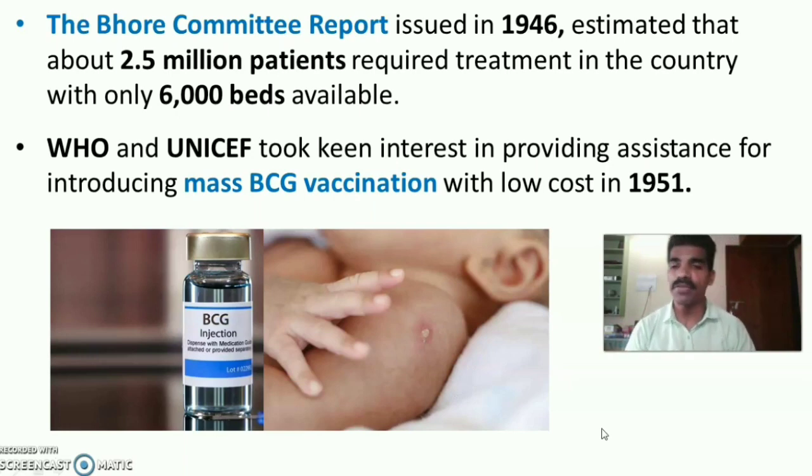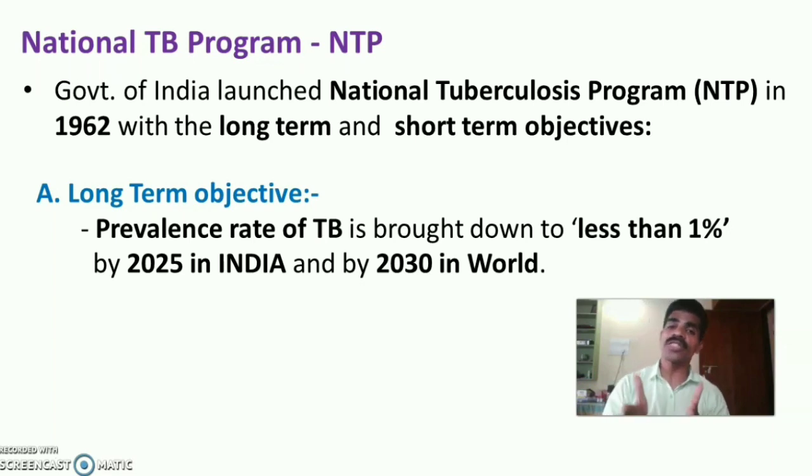Then in 1951, WHO and UNICEF took a keen interest in providing assistance to countries all over the world by introducing mass BCG vaccination at low cost, from 1951 onwards. Then the Government of India launched the first National Tuberculosis Control Programme, the National TB Programme NTP, in 1962, with long term and short term objectives.